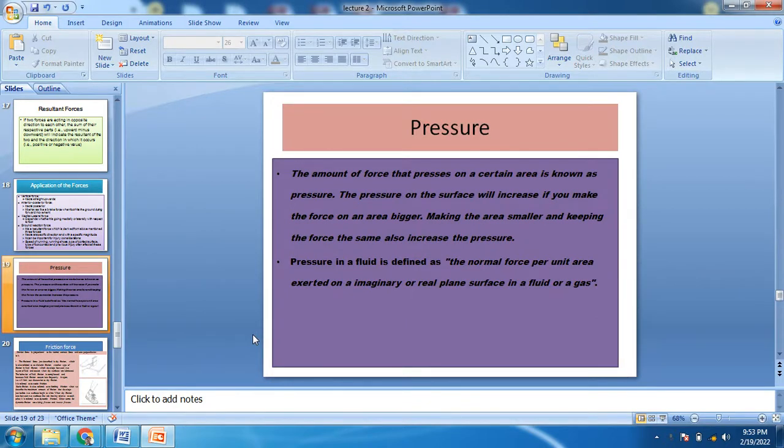Pressure. The amount of force that presses on a certain area is known as pressure. The pressure on the surface will increase if you make the force on an area bigger. Making the area smaller and keeping the force the same also increases the pressure. Pressure in a fluid is defined as the normal force per unit area exerted on an imaginary or real plane surface in a fluid or a gas.